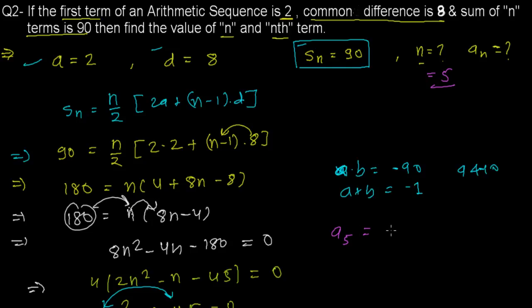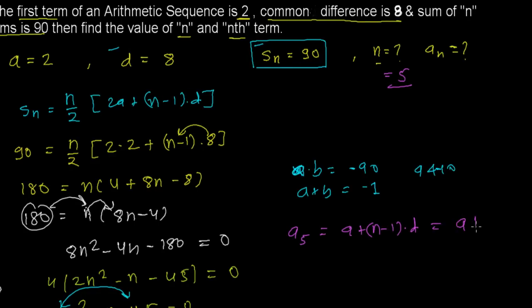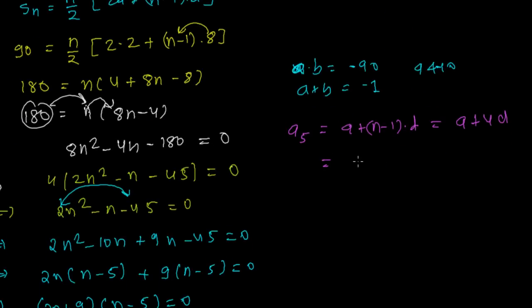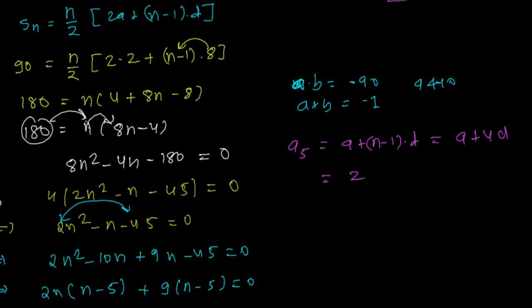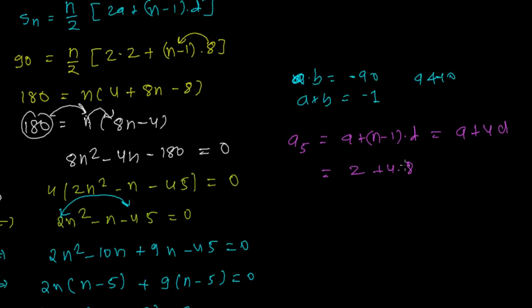The fifth term from the general term formula is a plus (n minus 1) times d, or if you are well learned, you can simply write a plus 4d, because whenever you write the nth term, it becomes n minus 1. So for the fifth term it will be 4 times d. The first term we know already, that is 2, and the common difference is 8. So 2 plus 4 times 8, that is 32, and that's going to be 34. So our fifth term is 34.